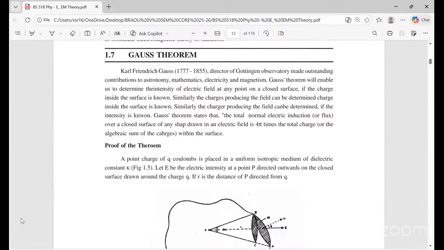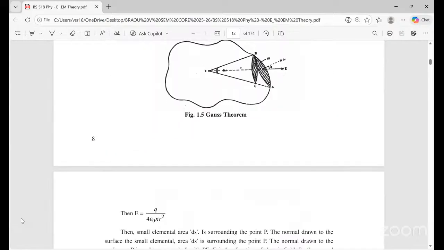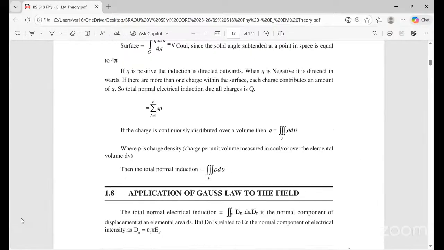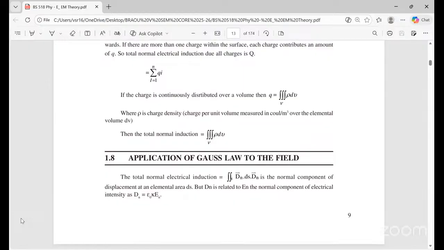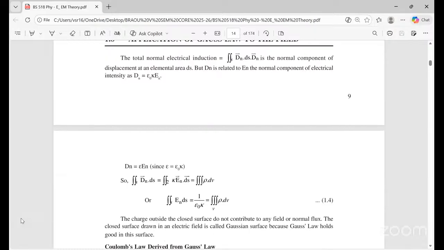And the theorem states that the total normal electrical induction, or else electric flux, over any closed surface of any shape drawn in the electric field is 4 pi times the total charge. Total charge means the algebraic sum of the charges within the surface. You just now proved this theorem also. And also you define the differential form. Applications of the Gauss law.